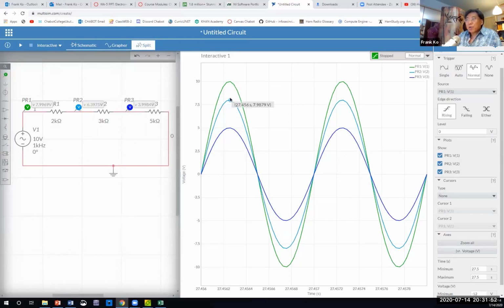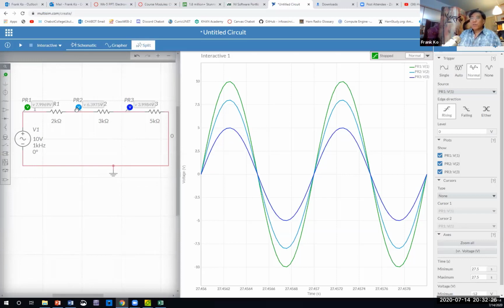Suppose I now go to the last one, probe number 3. Probe number 3 measures the voltage across the third resistor to ground. What was your calculated voltage for VR3 to ground? Wasn't that 5 volts? Did we calculate 5 volts peak on your VIR chart? And if I hover right here, is my hovering on the screen pretty close to 4.95, 4.99, pretty close to 5 volt peak, yes? Okay.